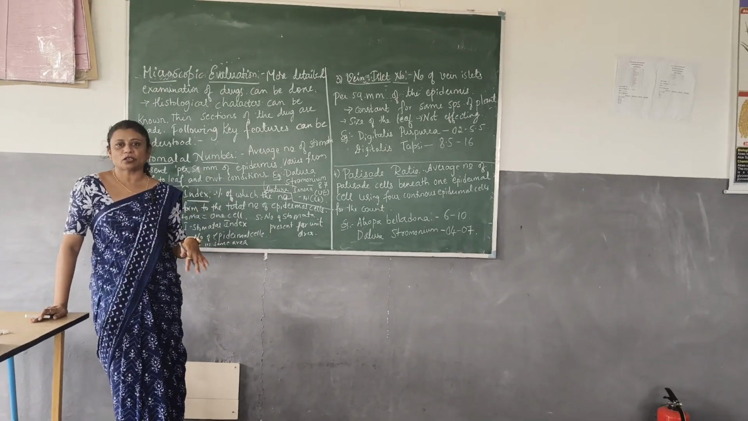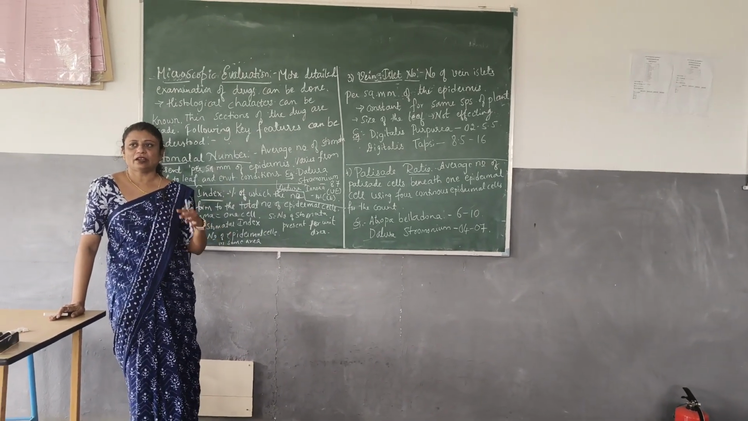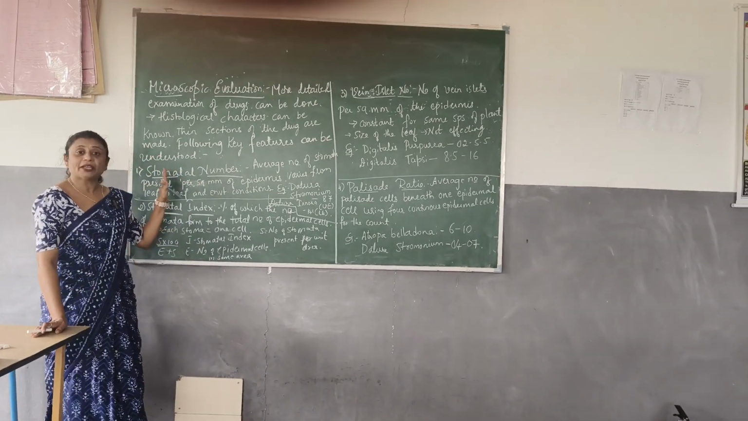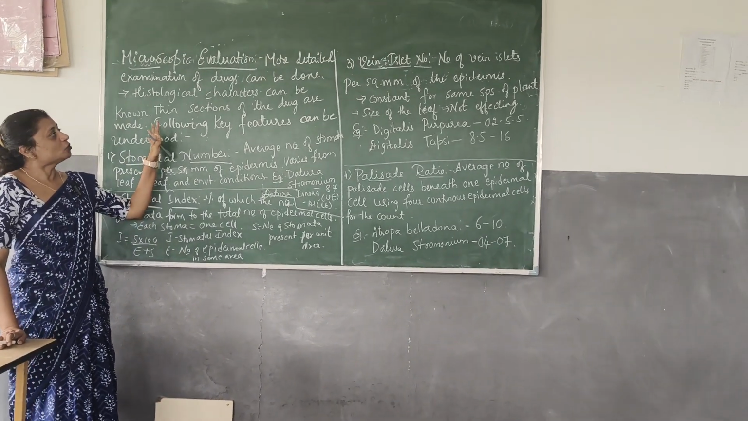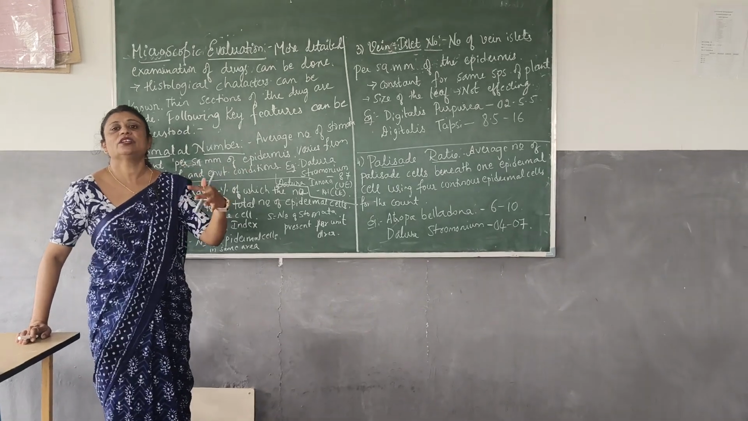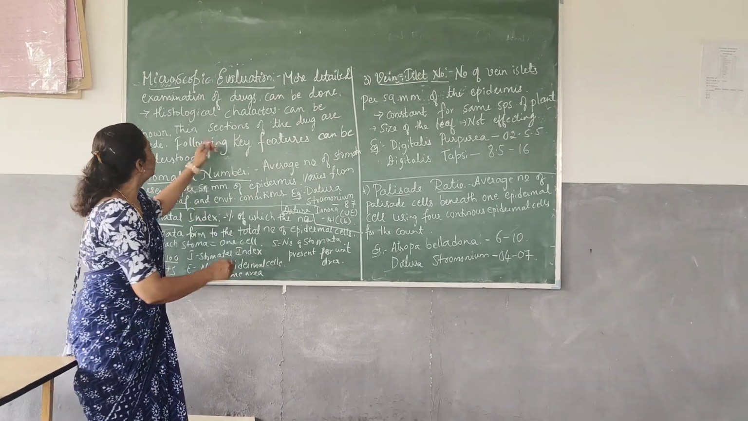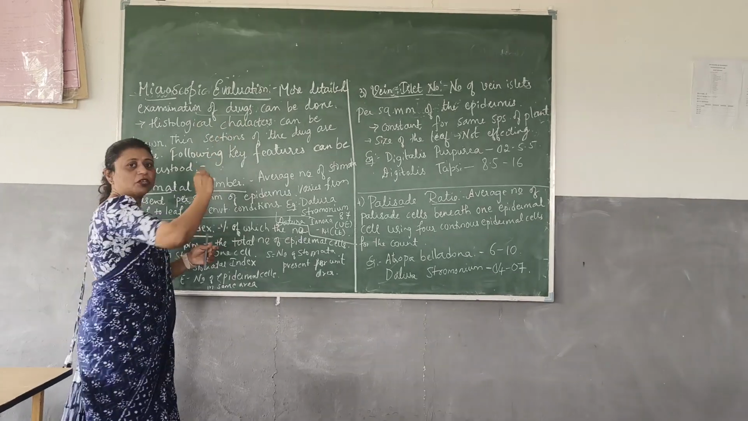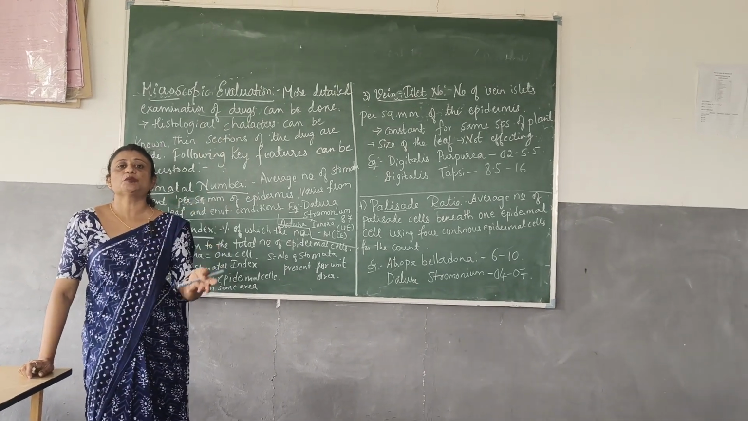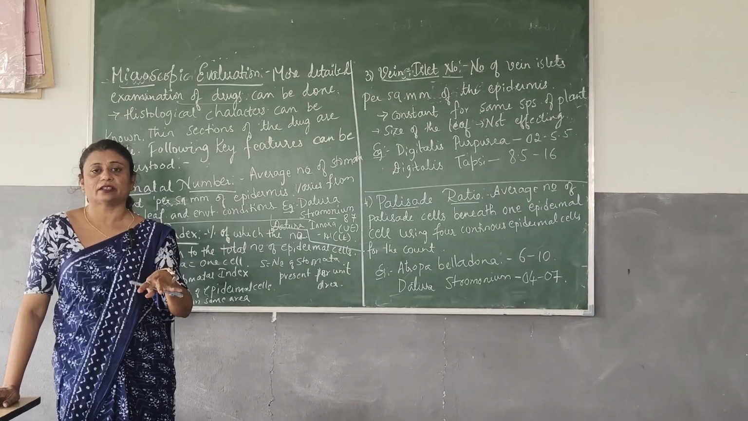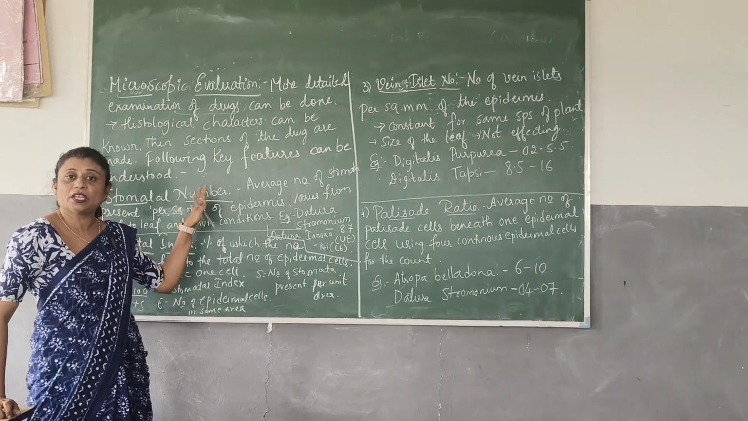Last class I explained the evaluation of drugs, and in that I explained two methods. Now we are going to study microscopic evaluation. Microscopic evaluation means the evaluation of drugs can be done through the microscope. That means the detailed examination of the drugs. Detailed examination of the drugs means which tissues are present in that and what things are present inside the drug, that we can study by microscopic evaluation.